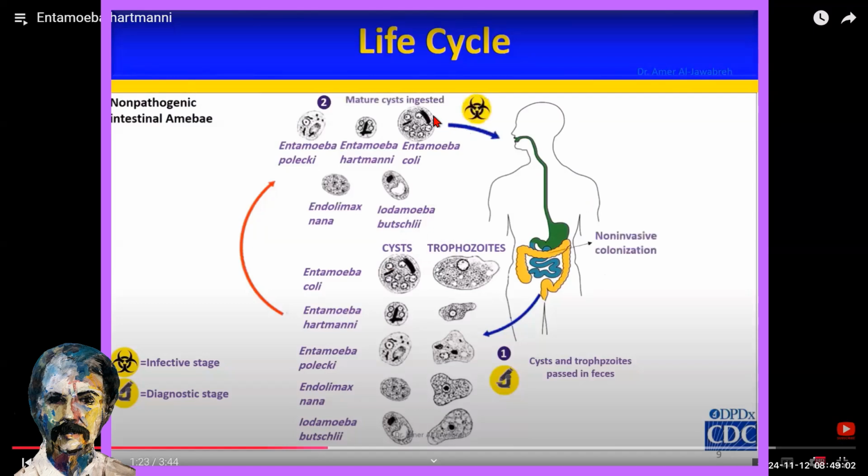So mature cyst ingested. Non-invasive colonization. Again, apart from E. histolytica, the rest cannot penetrate the wall of the intestine and go to other systems like the liver. No, it's only E. histolytica, and in rare cases, not very common. So this is the idea, that there's non-invasive colonization. It is restricted and confined to the intestine, the small intestine and the large intestine.